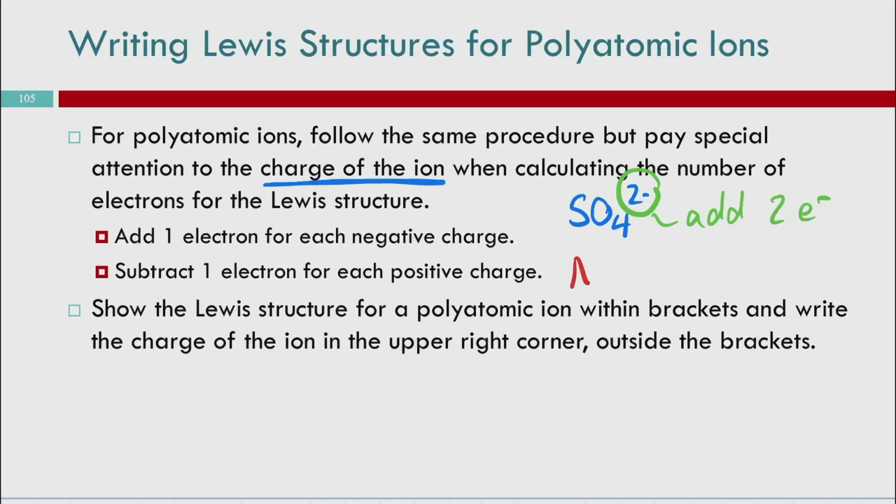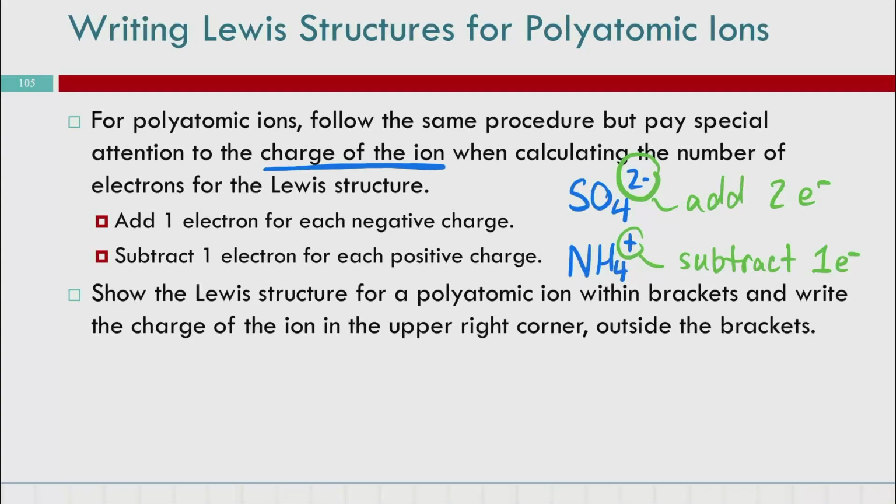If we had something like NH4+, this 1+ means subtract 1 electron. So we would add our 5 from nitrogen, and our 4 from our total hydrogens. That would be 9. We subtract 1, so we end up with 8 valence electrons that we would place for those.